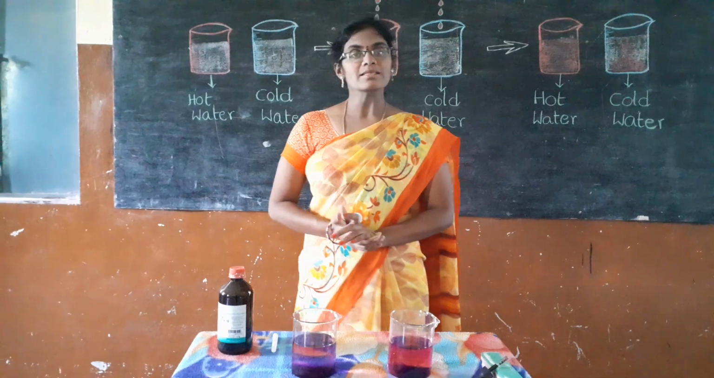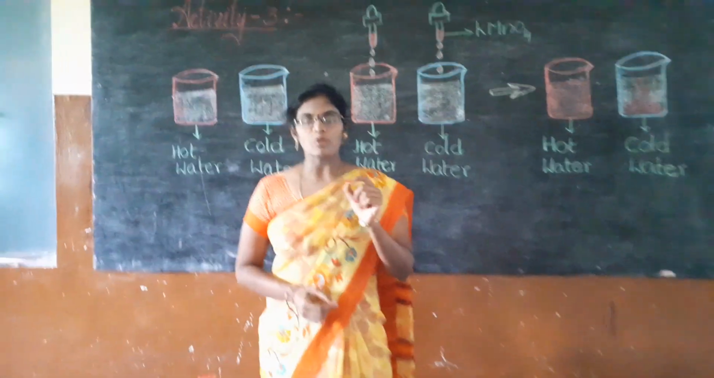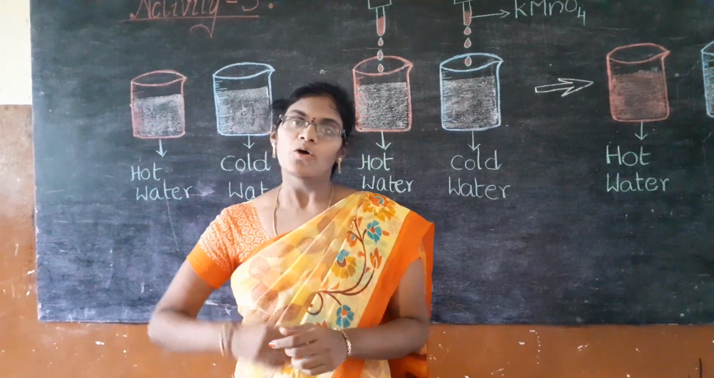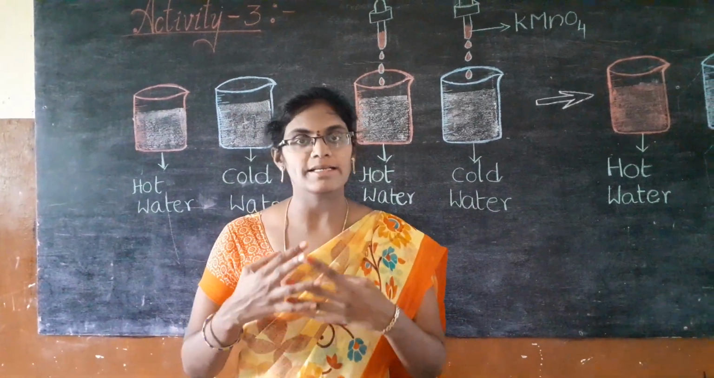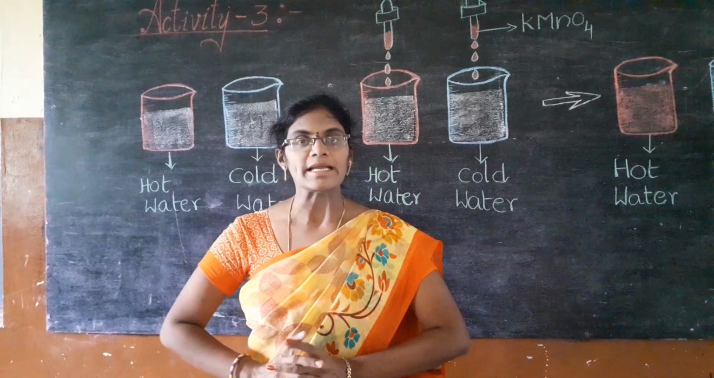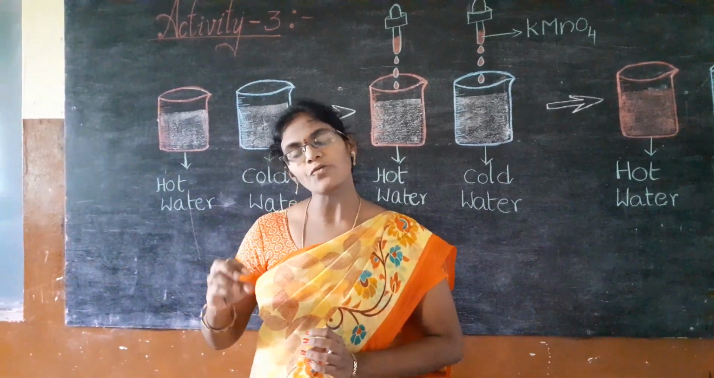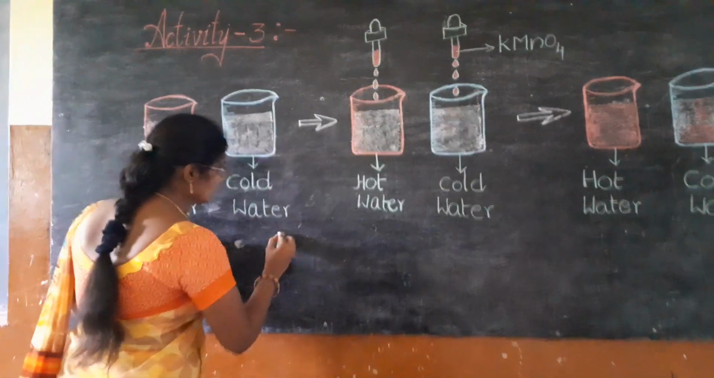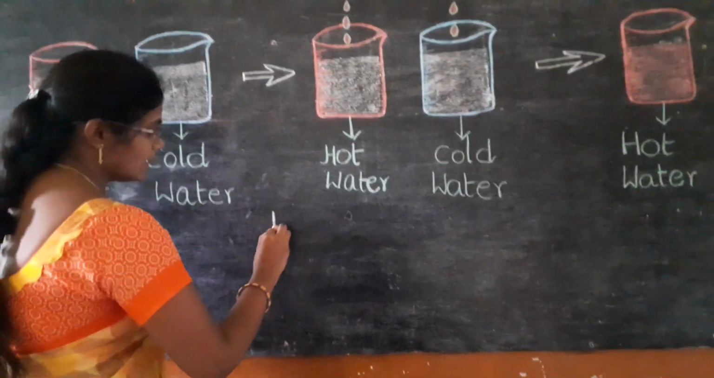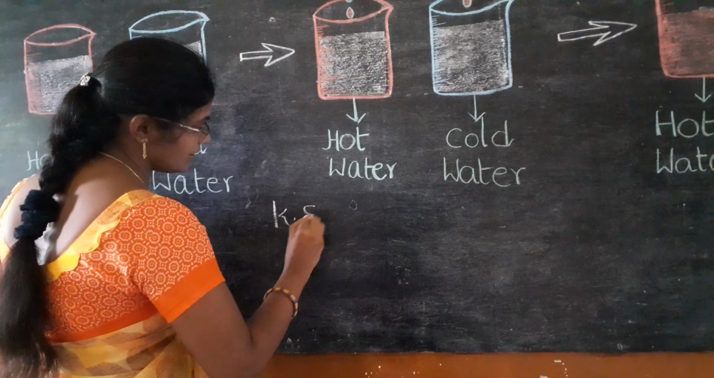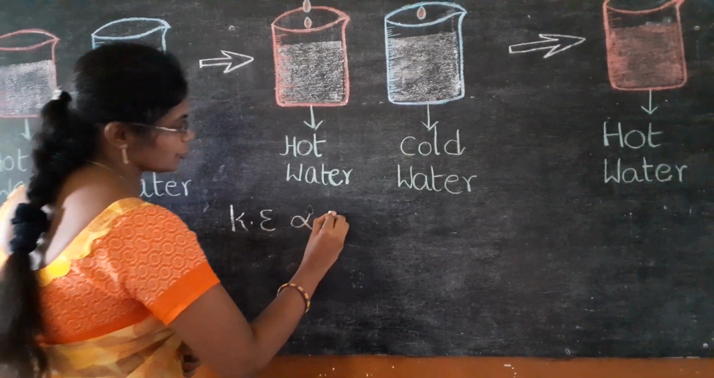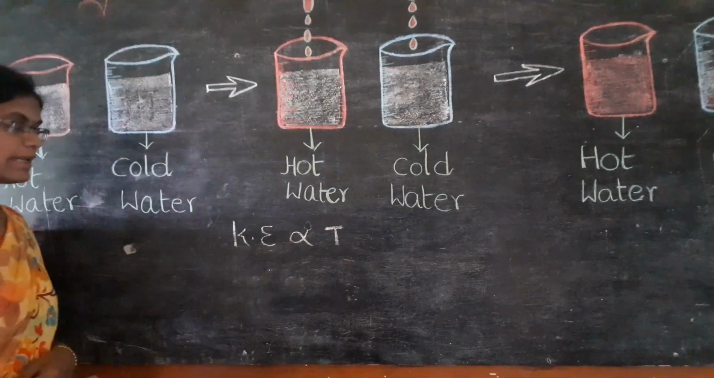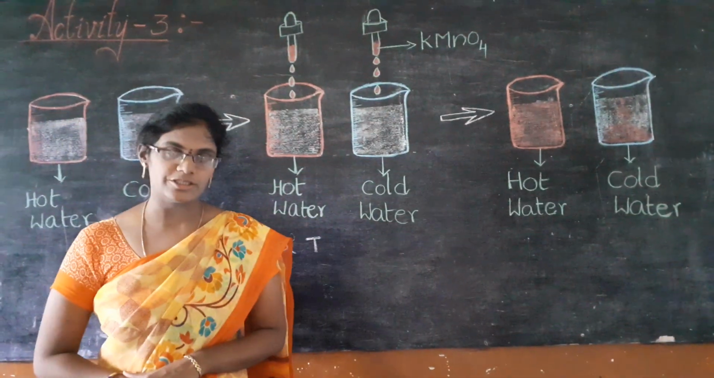So by this activity, what are we observing? The temperature indicates the value of the average kinetic energy. The temperature is an indicator of the kinetic energy of a particular body. And next, what is our final conclusion? Kinetic energy is directly proportional to temperature.